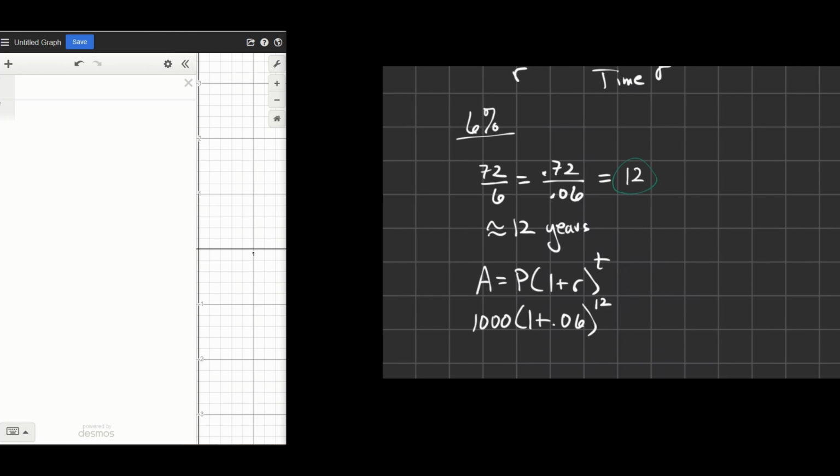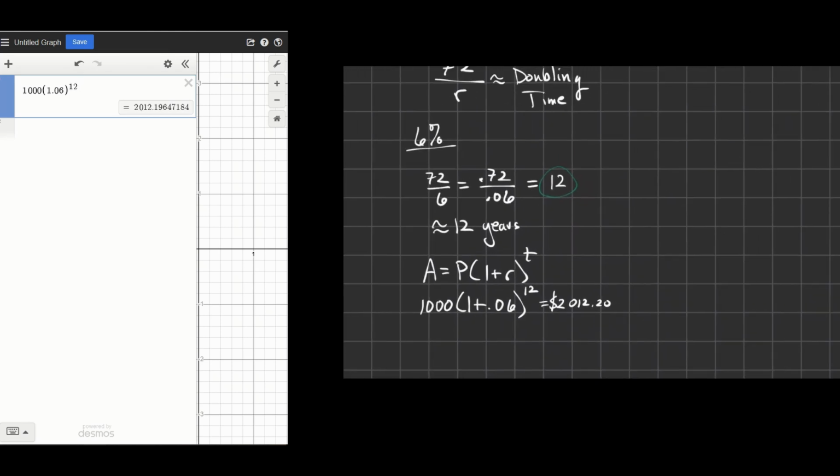Let's see what that is. I can check out the calculation here. So take $1,000, 6% return for about 12 years. Yeah, you can see it's pretty close to doubling. We're going to get about $2,012.20. So again, it's just an approximation, so it's not going to be exact, but it's a nice way to do these approximations really quickly in your head.